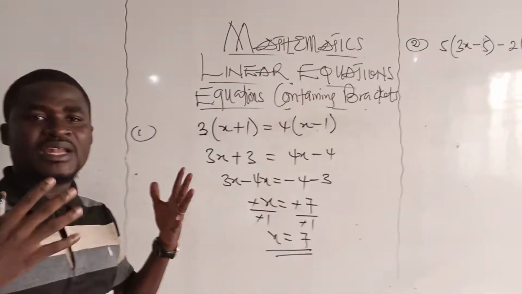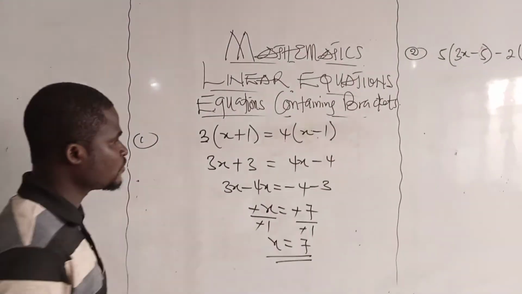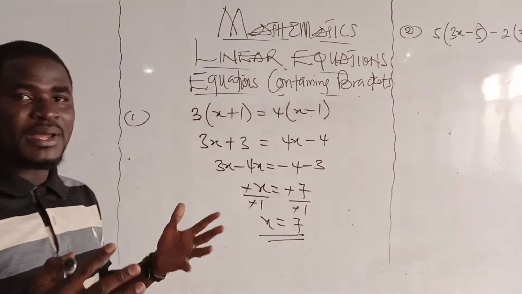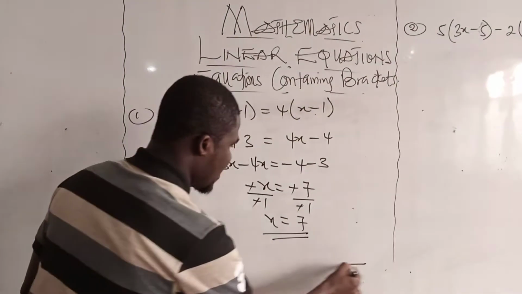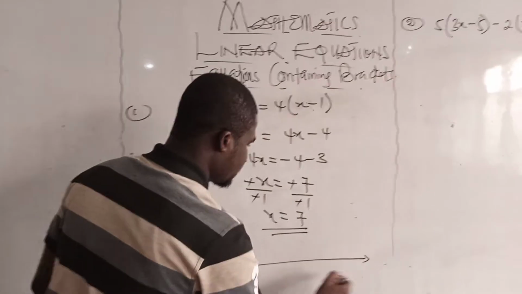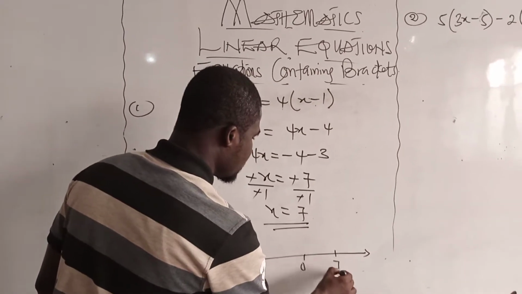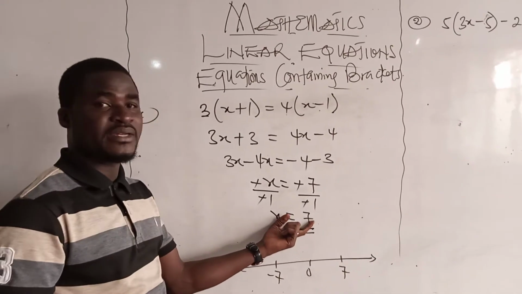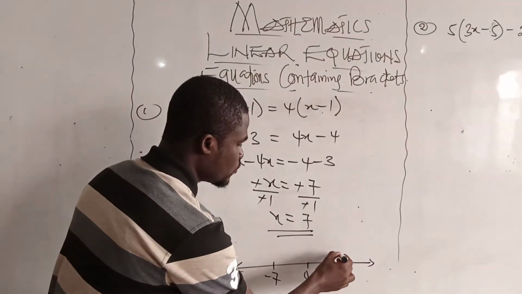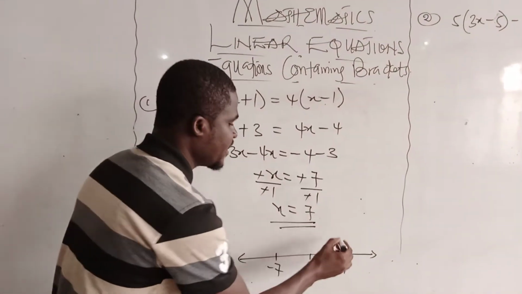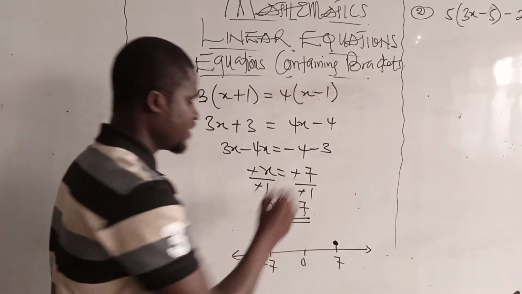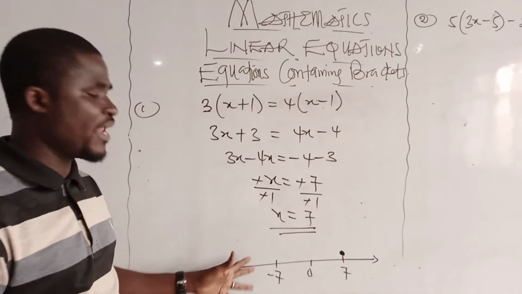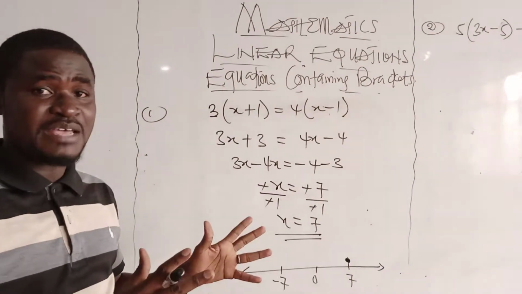Sometimes they will ask you to illustrate your answer on the number line. So let's learn how to represent your answer on the number line. So we are going to have our number line: 0, 7, negative 7. Our answer is 7. Start at 7, draw a small circle and shade it. Okay? Shade it. So this is how you are going to represent your answer on the number line. I hope you are getting the steps.